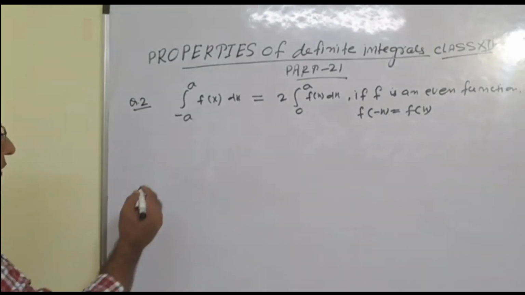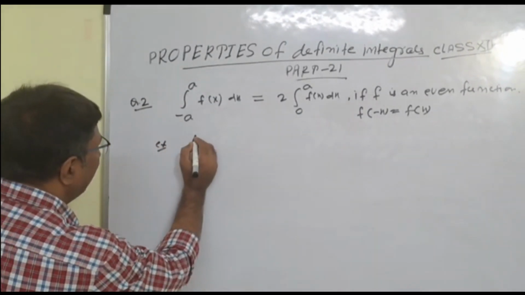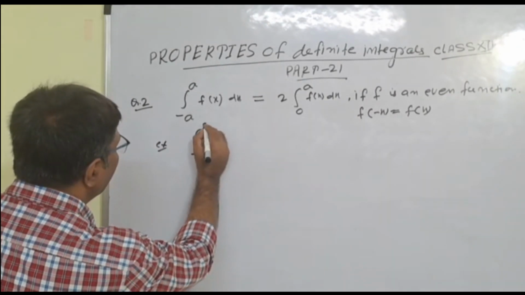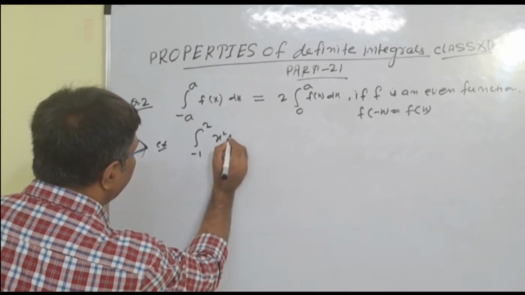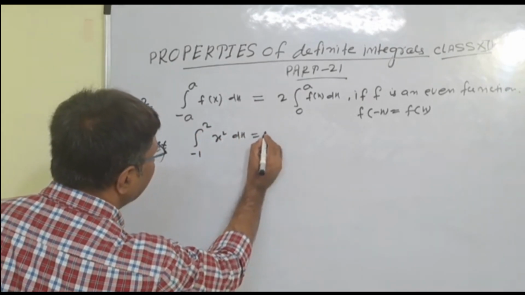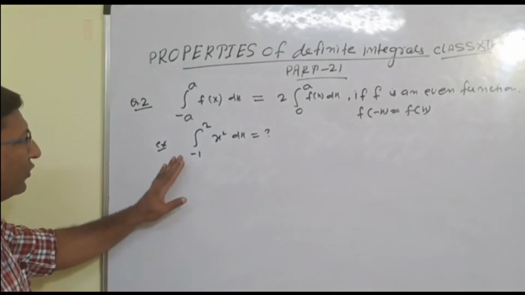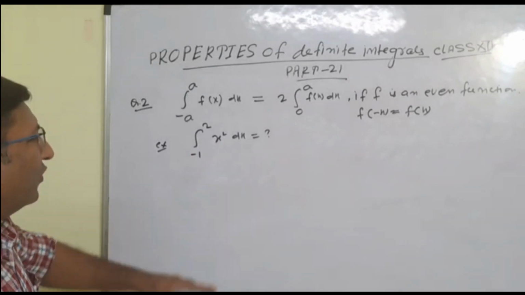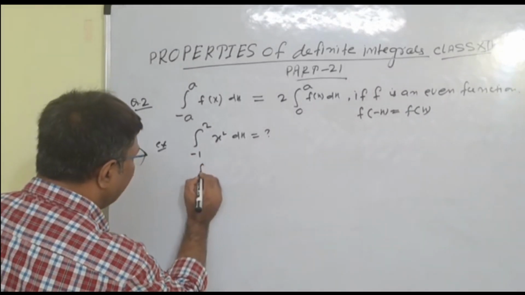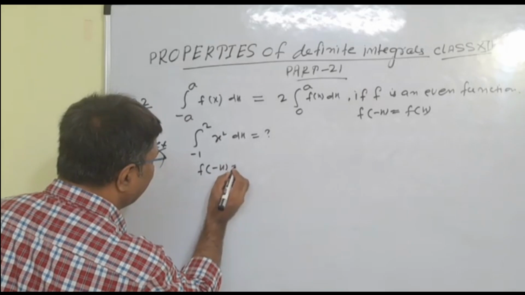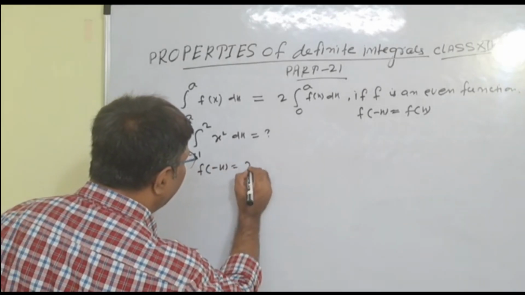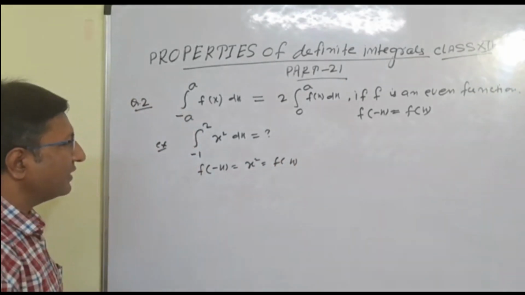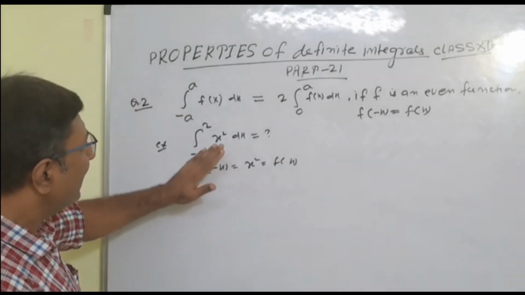Let us see one example. Suppose I am taking the integration from minus 1 to 1, and it is given x square dx, right? Now you check whether this function is an even function or not. If we find the function of minus x, it will be x square. So this is f of x. So f of minus x is equal to f of x. So this is an even function.